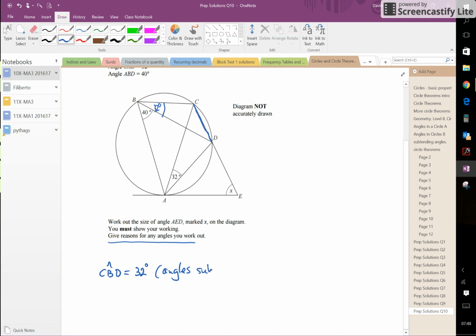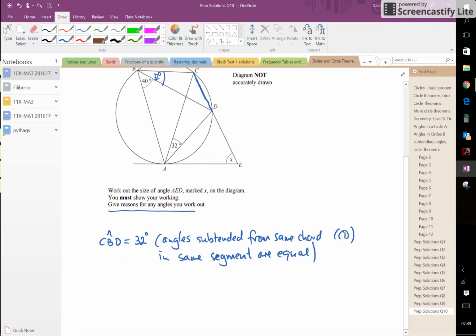Angles subtended from the same chord, in this case CD, in the same segment are equal. Okay, so that's the first bit.